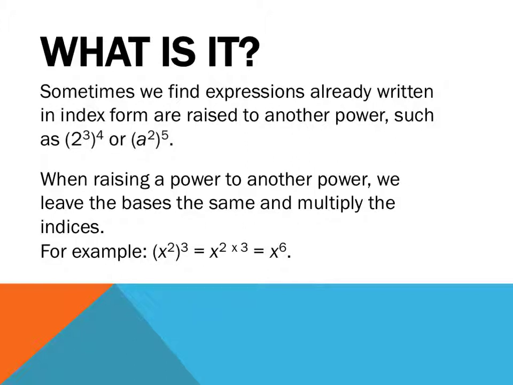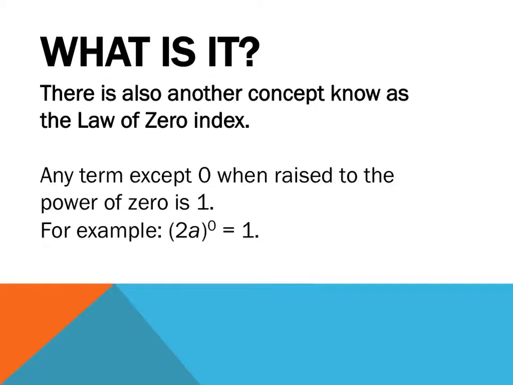Like when we multiply, we add the indices, or when we divide, we subtract. When we're working with raising a power to another power, we actually multiply the indices, okay? So we leave the base the same, and we multiply the indices. So in this example here, when it says x to the power of 2 brackets to the power of 3, that's x to the power of 2 times 3 to get 6.